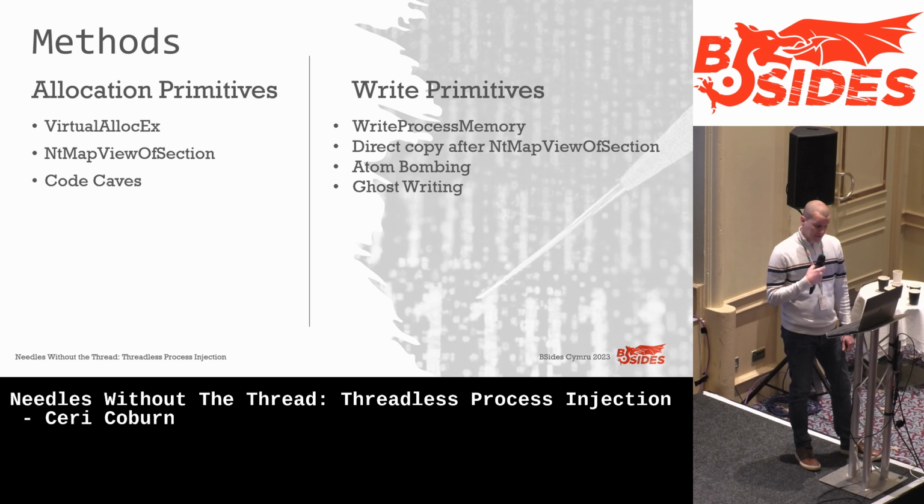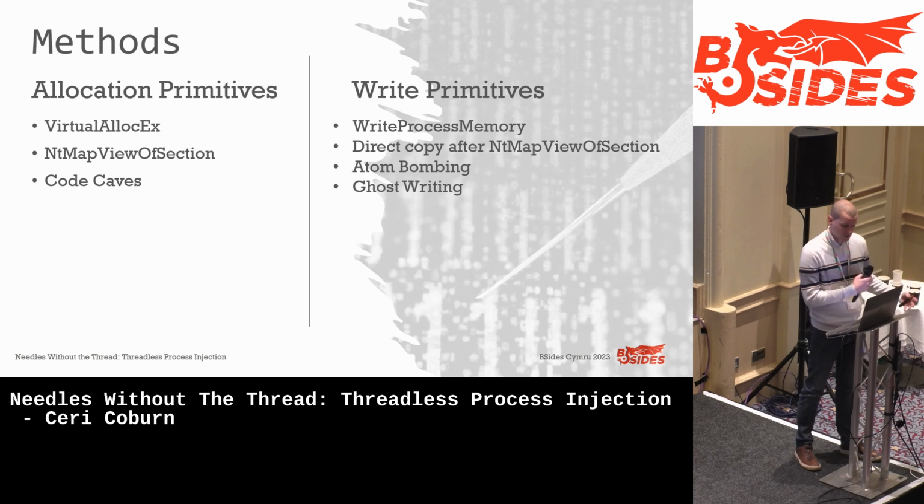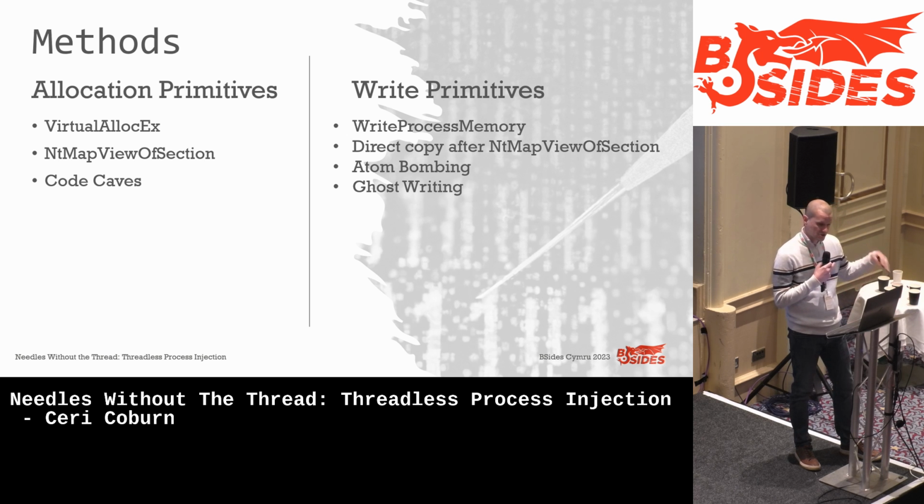API calls like NtMapViewOfSection. There's no cross-process call as such, so you can basically use the NtMapViewOfSection API to get a block of memory within your injector process, and then any action you do within that gets automatically mirrored within the destination process, or the target process.